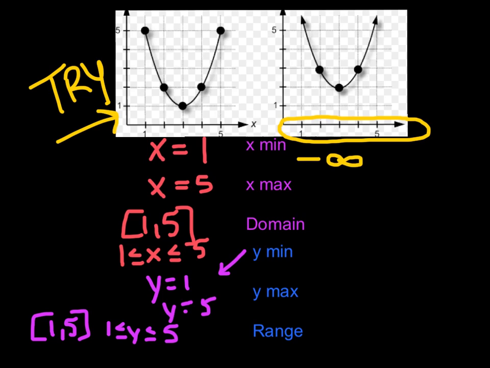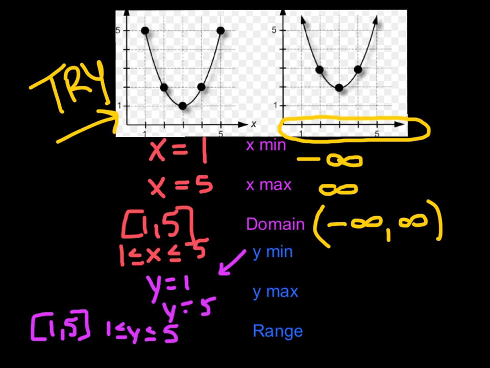It goes on forever. The x-max, does this graph stop moving to the right, or does it slowly keep creeping out as this gets bigger? So I'm going to say this is +infinity. Therefore, my domain is -infinity to +infinity. And this gets parentheses because you can't actually reach infinity.